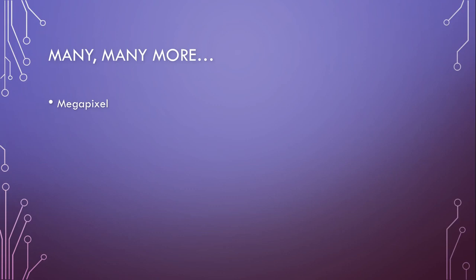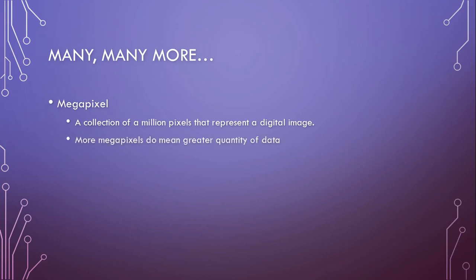All right, a couple more things to talk about is megapixels. If you are any kind of hobbyist, for example, with cameras, you're probably very familiar with megapixels, because this is just a collection of 1,000,000 pixels that represent a digital image. More megapixels do mean a greater quantity of data. However, just because you have a lot of megapixels does not necessarily mean that the quality itself is high. So things such as the lens of a camera will also make a big difference.